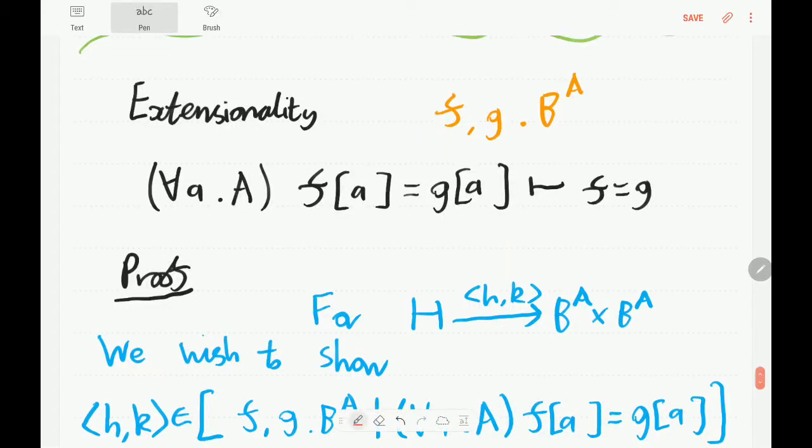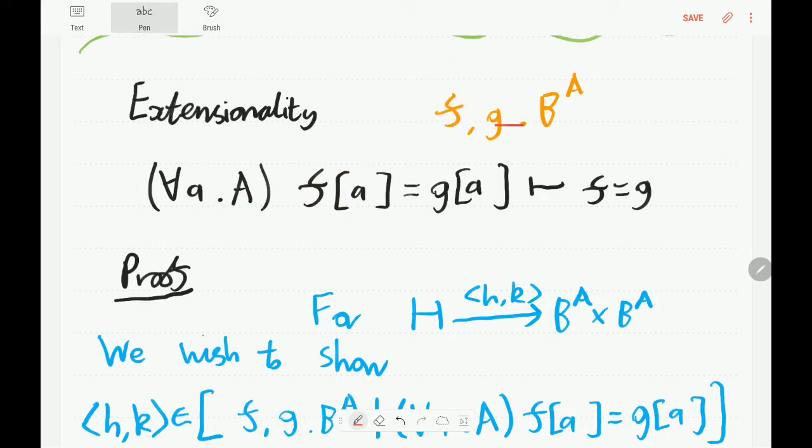Okay, so now we want to show this axiom of extensionality. And this is probably, in a way, the hardest one because it involves for all and exponential objects, but it's not that bad. So the axiom of extensionality then. For all little a of type A, we have that evaluating.